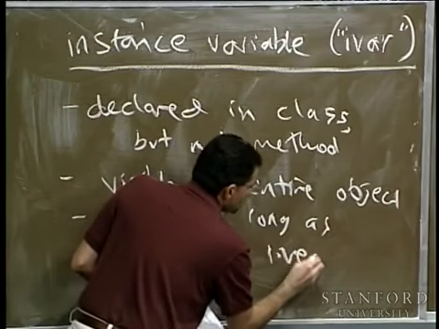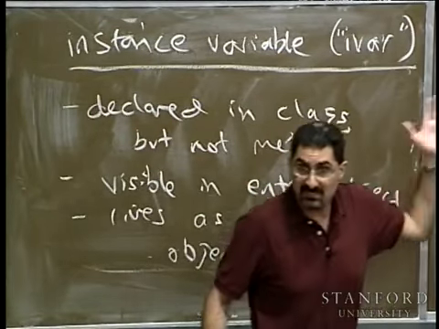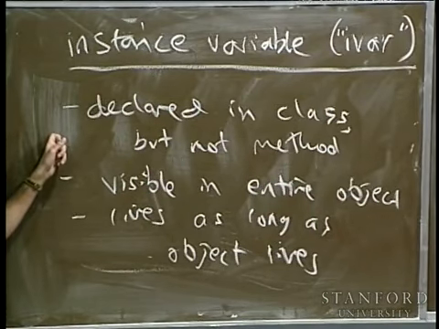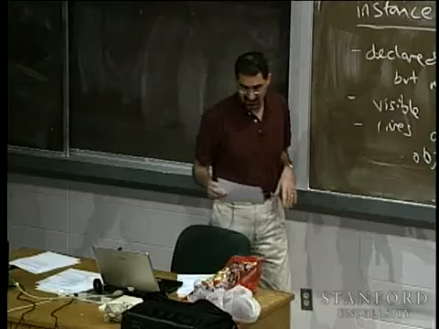Which means once you call some particular method, if that method has local variables, they come into being, and when the method is done, they go away. When you create an object, its instance variables come into being, and they stay around until that object goes away. You're done using the object. That's how long they live.